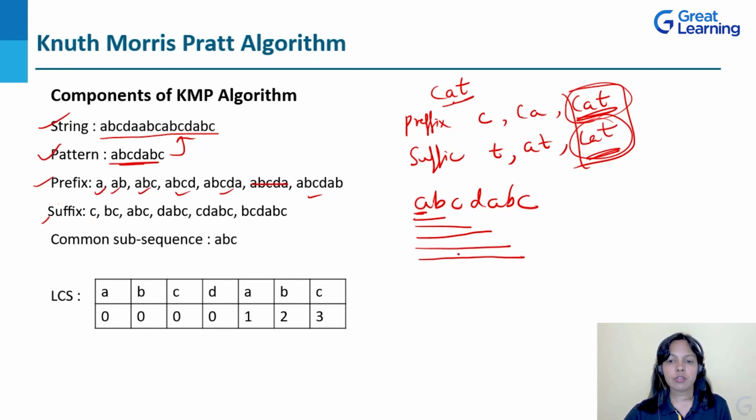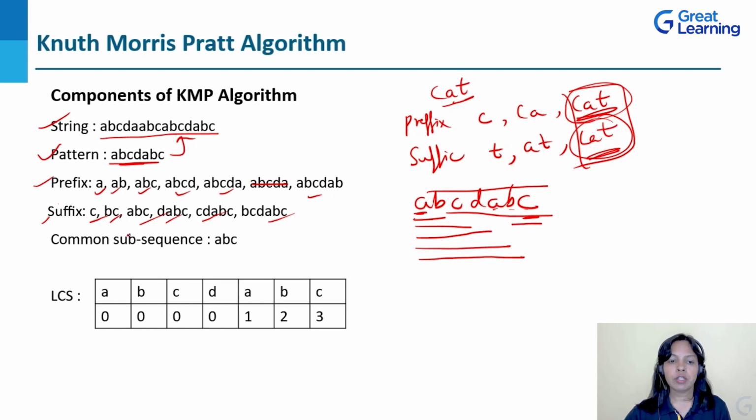Talking about the suffix, again the suffix will be whatever characters are attached at the end of the word. So C, then B, C, then A, B, C, then D, A, B, C, then C, D, A, B, C, then B, C, D, A, B, C. Correct? So this is your prefix and suffix. Now, why am I talking about prefix and suffix? Because using these two, we are going to analyze the given pattern.